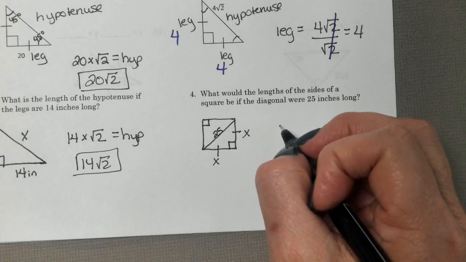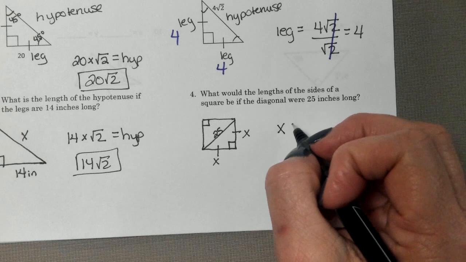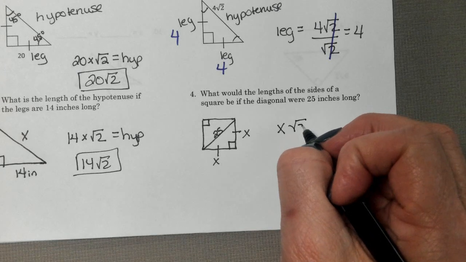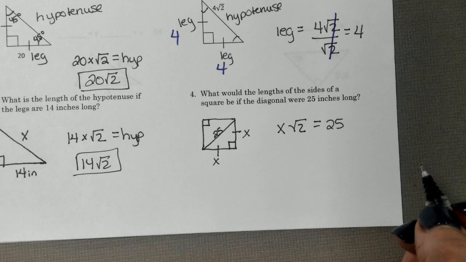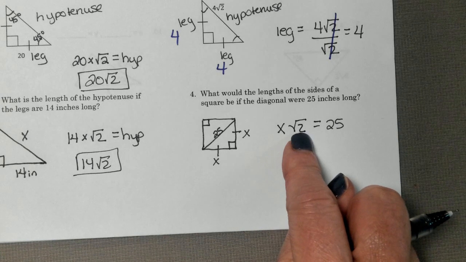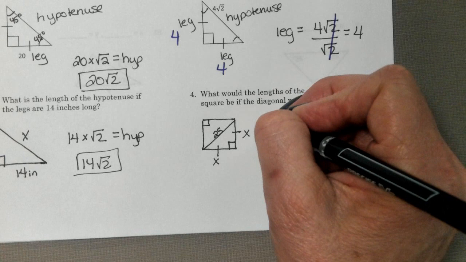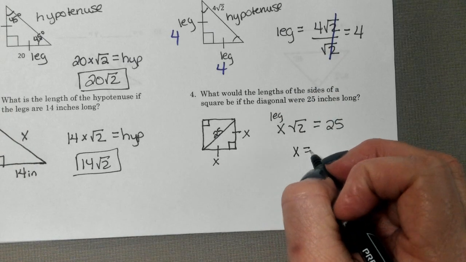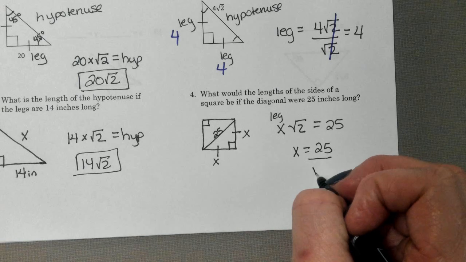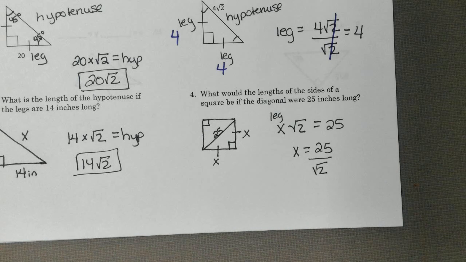So x times the square root of 2 is equal to 25, right? The leg times the square root of 2. So we divide. X equals 25 divided by the square root of 2.